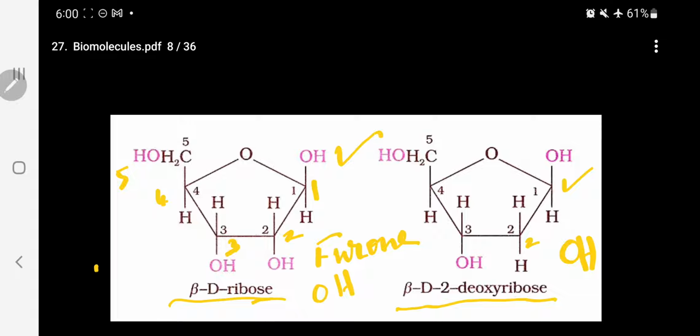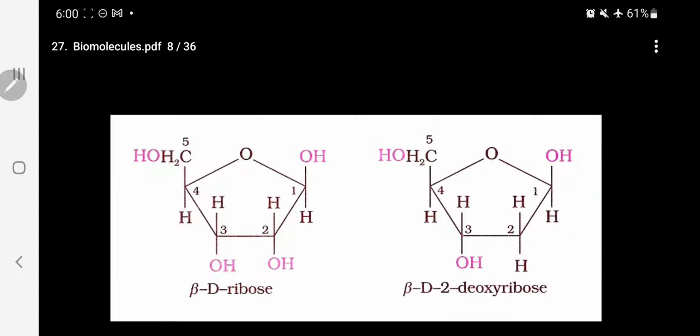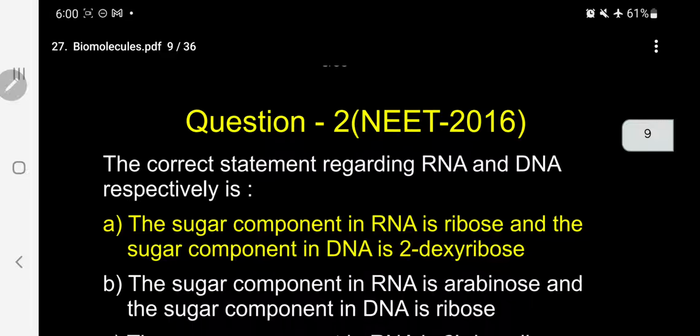So, now let me come further. Now here, this is the most important information. That is ribose: 2' OH below the ring, and deoxyribose: no OH group. So the correct answer now is A.